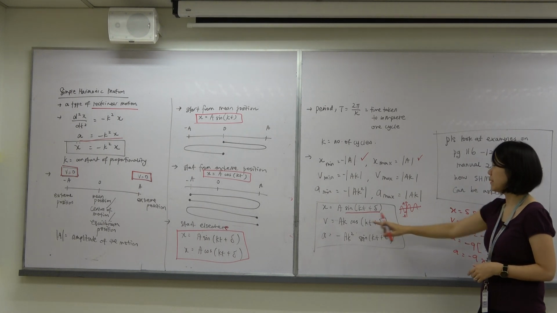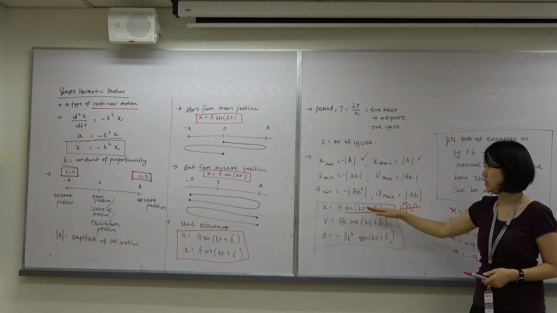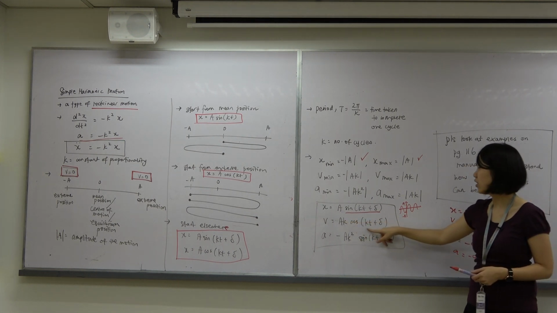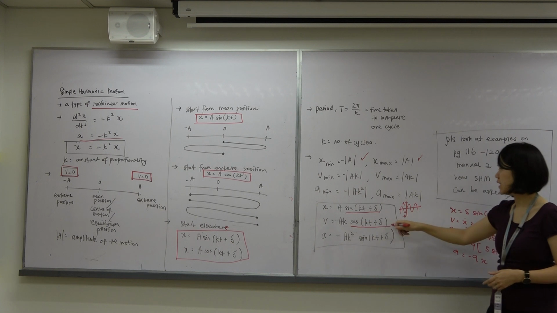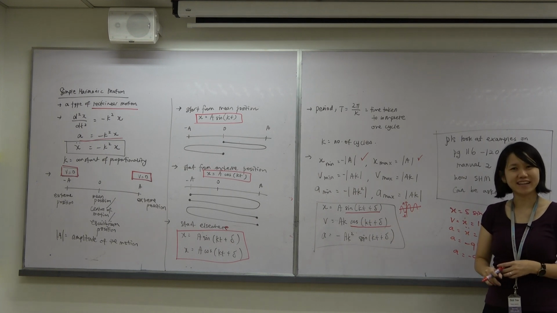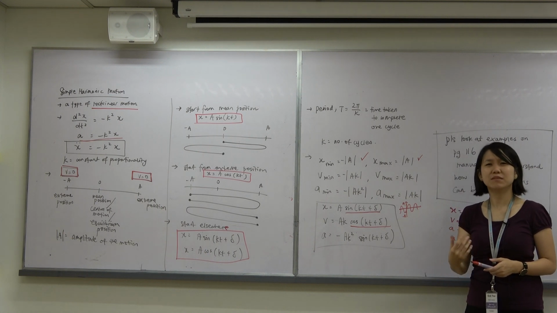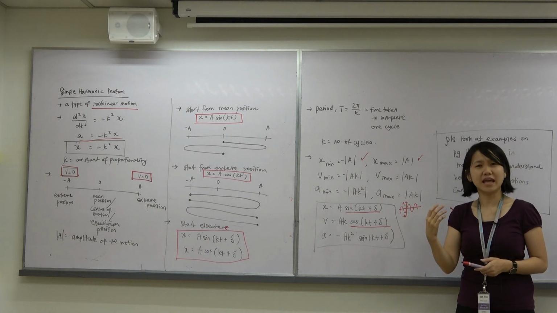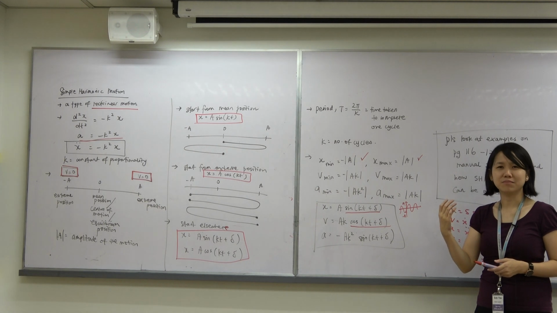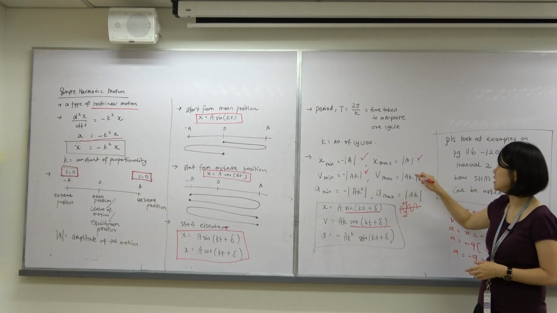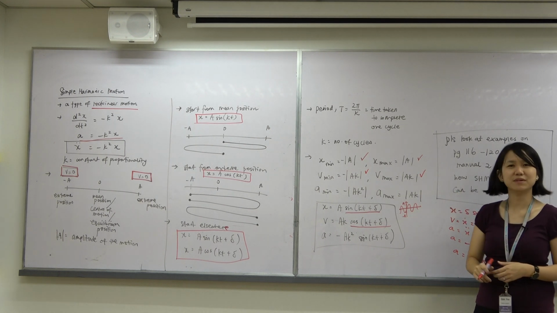And what then about v? If you differentiate x with respect to t, you will see ak cos kt plus delta. Again, the cos graph oscillates between 1 and -1. So when you multiply ak by 1 and -1, you get the maximum to be ak and the minimum to be -ak. That's how I got my minimum velocity and maximum velocity.